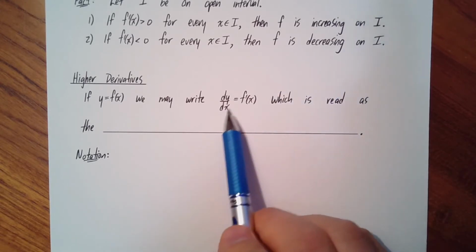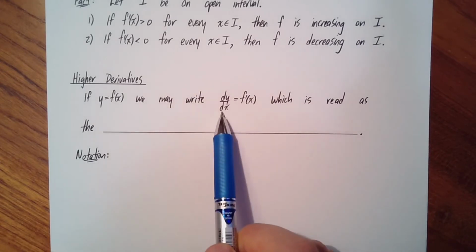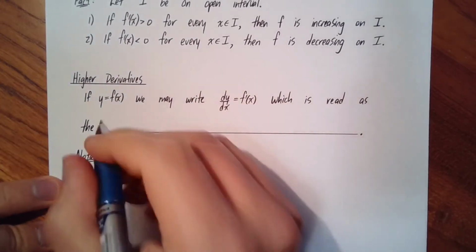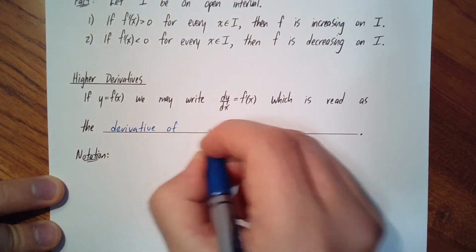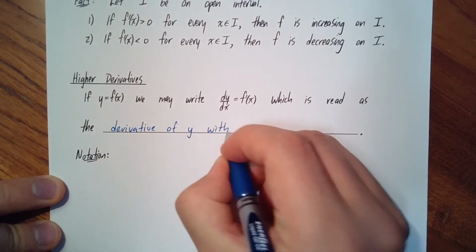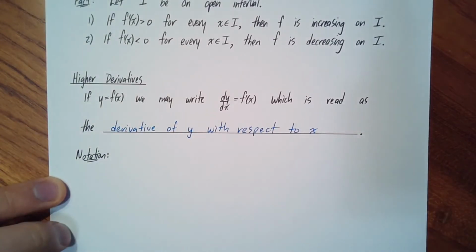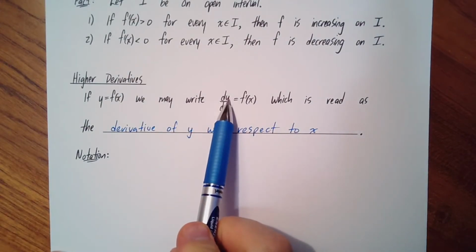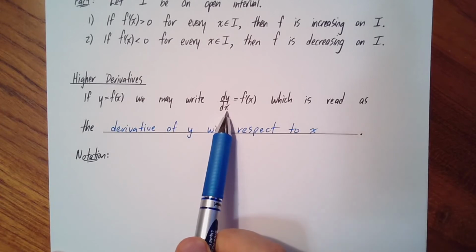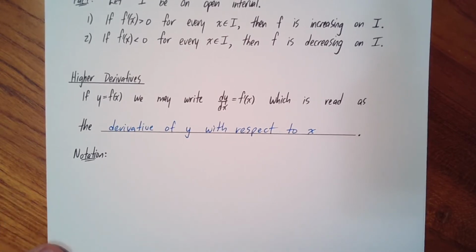And the way you would read it out loud formally is you would say the derivative of y with respect to x. Okay, so let me add that in. The derivative of y with respect to x. And a more casual way to think about it is just, it's the derivative of the function y. Oh, and by the way, x is the variable that y is defined in. That's another way to think about this, just to give yourself a way to wrap your head around it.